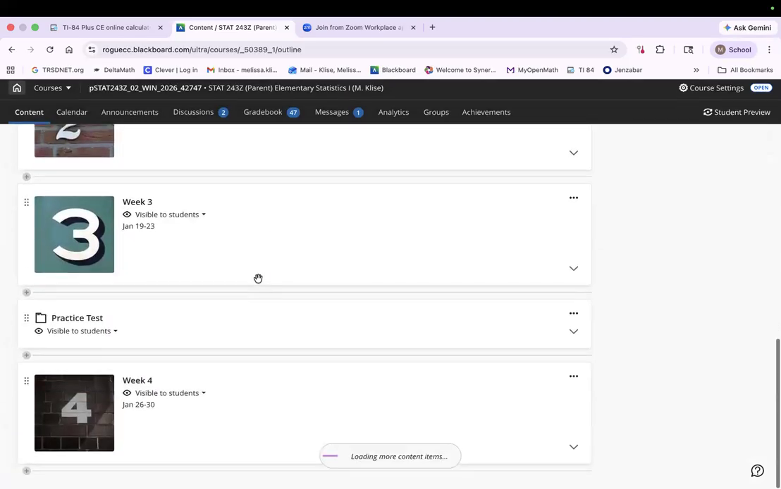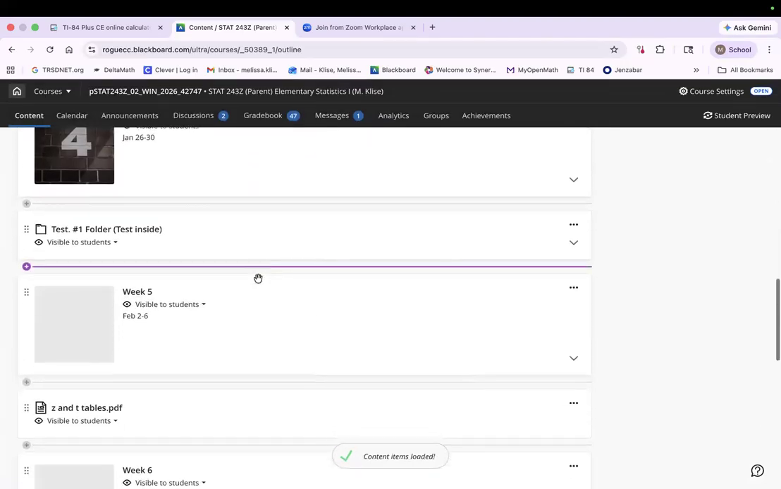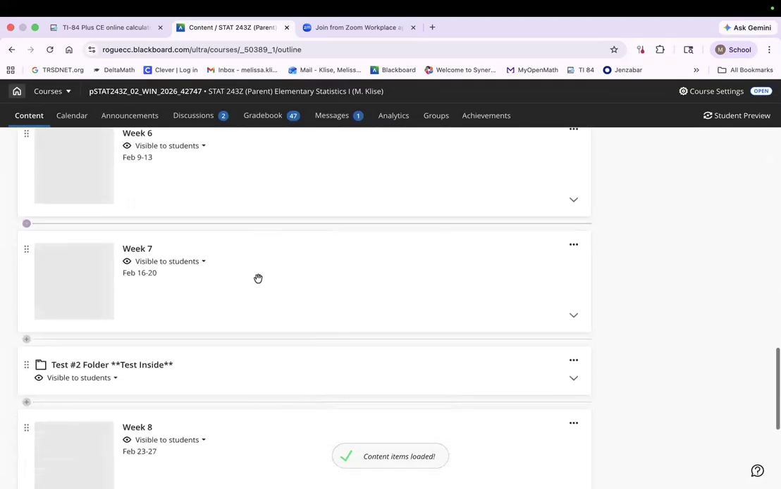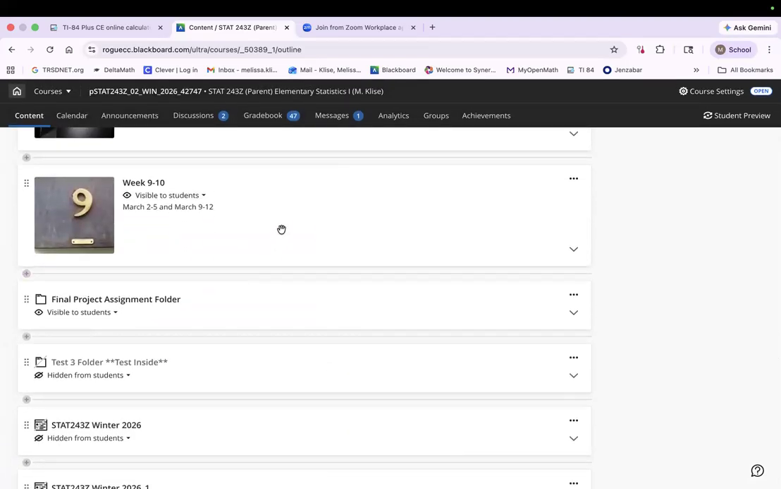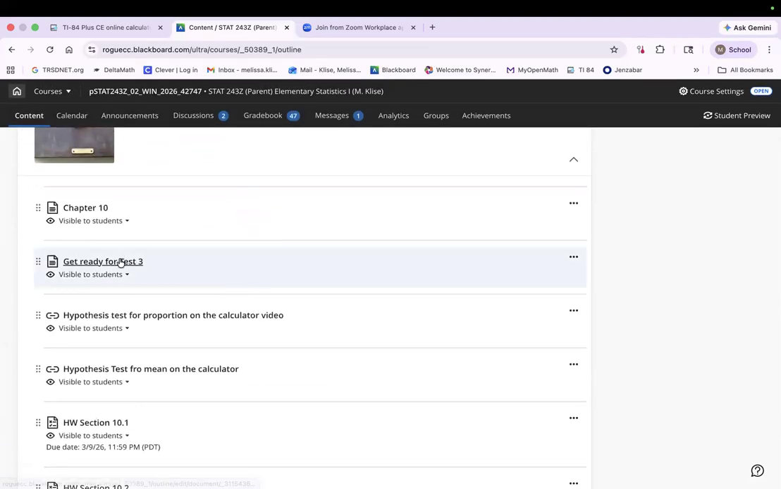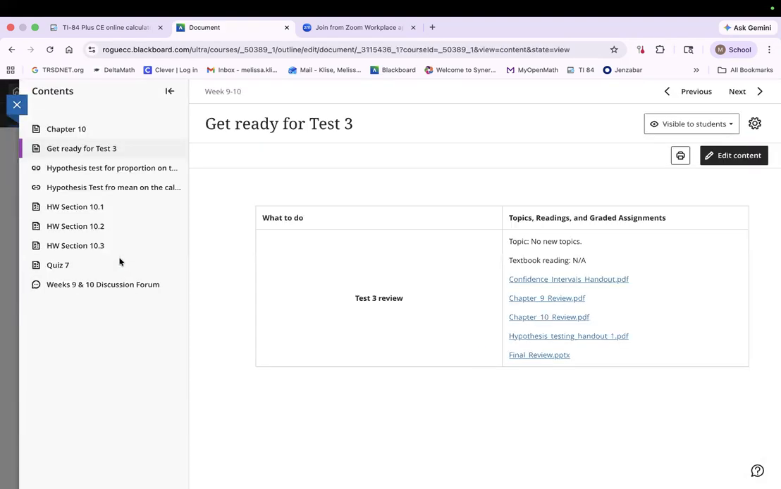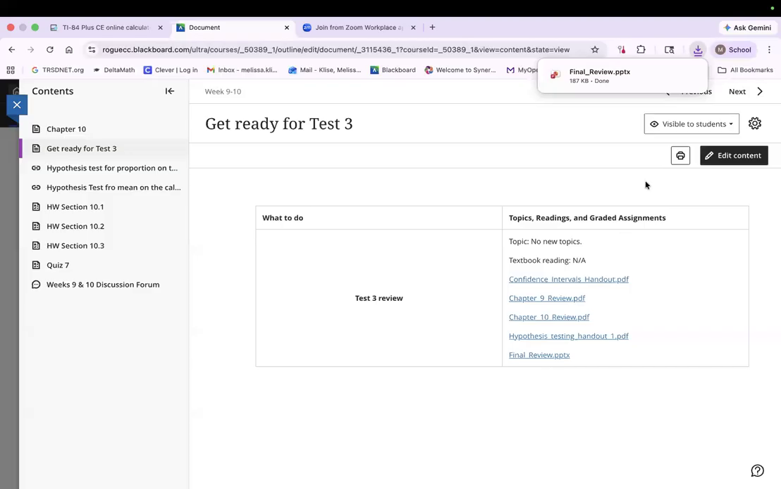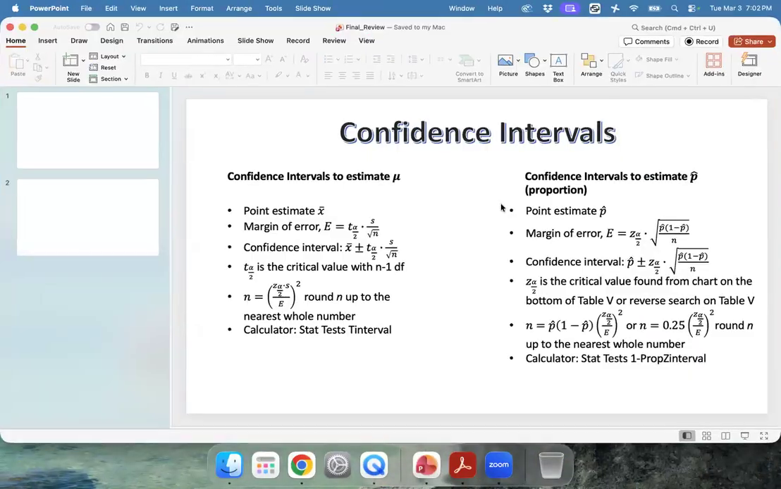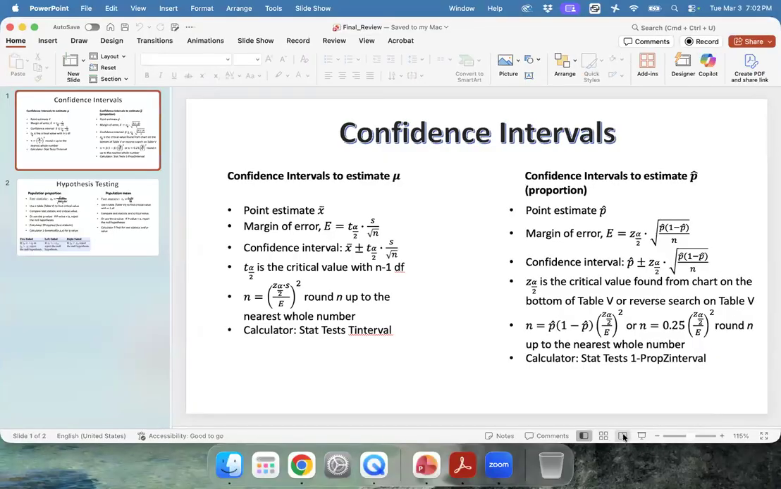Okay, let me show you a resource you have. Going down to week 9 and 10 here. I'm getting ready for test 3. I highly recommend you print this off. Final review PowerPoint right here. I highly recommend you print this off if I can get it to come up. If not, then I will absolutely fix it. Okay, there it is.